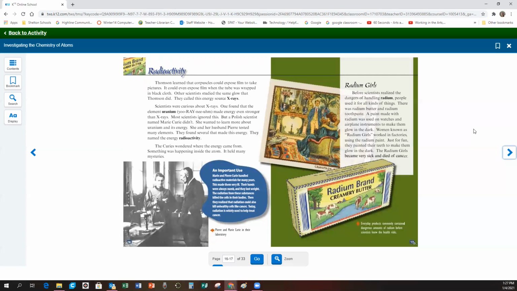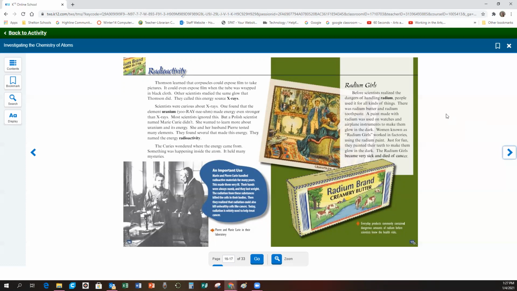Most scientists ignored this, but a Polish scientist named Marie Curie didn't. She wanted to learn more about uranium and its energy. She and her husband Pierre tested many elements. They found several that made this energy. They named the energy radioactivity. The Curies wondered where the energy came from. Something was happening inside the atom. It held many mysteries.